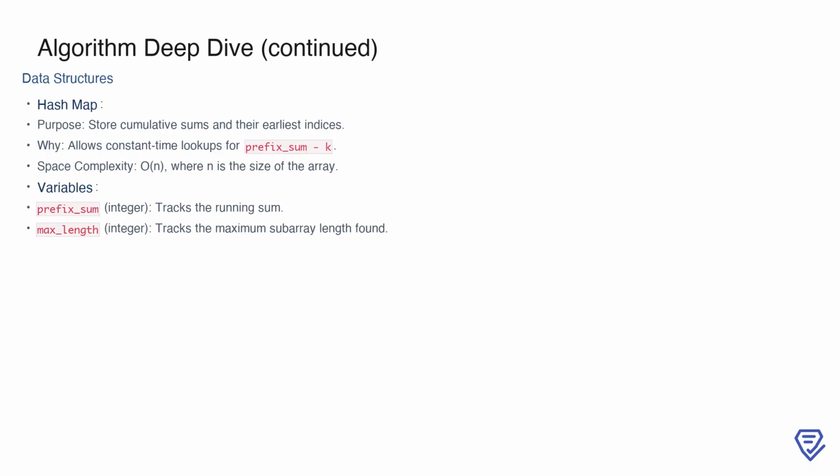The data structures used in this algorithm are straightforward yet powerful. The hash map is employed to store cumulative sums and their earliest indices, which allows for constant time lookups when checking if prefix_sum - k exists. This results in a space complexity of O(n), where n is the length of the array. Additionally, we maintain two key variables, prefix_sum, which tracks the running total of the array elements, and max_length, which keeps track of the length of the longest subarray found so far. Together, these components enable an efficient and elegant solution to the problem.